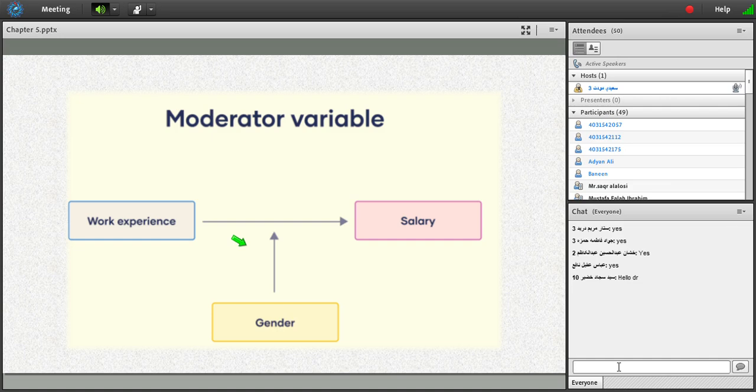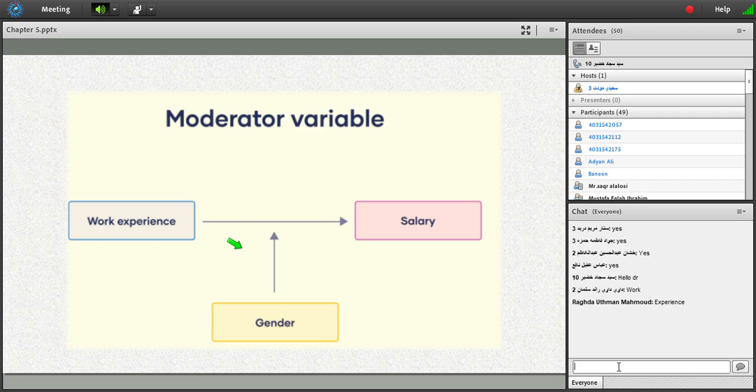For example, in this research, we want to see the influence of work experience on the amount of salary. Can you tell me what is independent variable in this study? If I want to investigate the influence of work experience on salary of people, which is independent variable? Which is independent variable? Can you hear me?